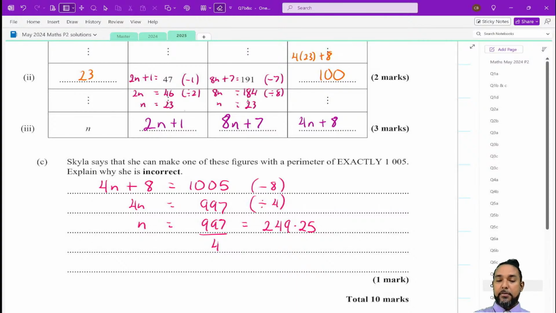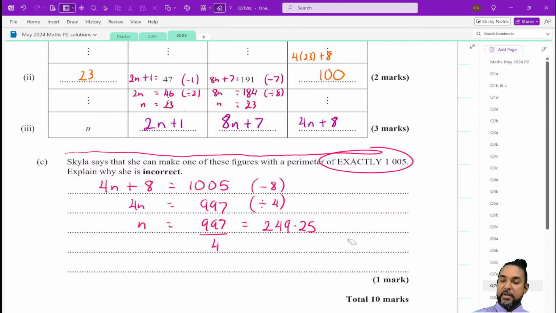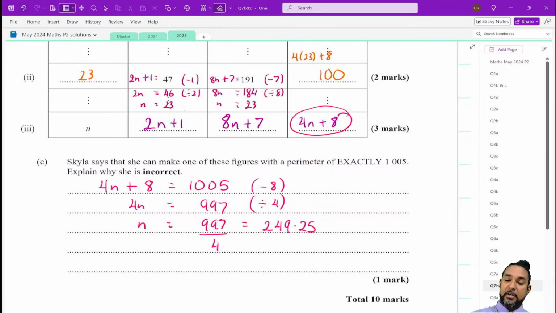Okay, right. So to solve for part C, she says that she can make one of these figures with a perimeter of exactly 1005. And you say, put that equal to 1005 because that's the formula for the perimeter. And this is what we get. So therefore, she is wrong.